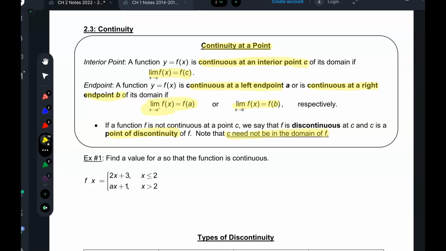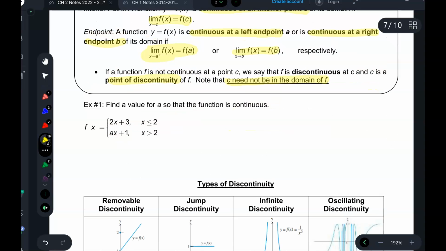For example, back to this function. Where's the discontinuity? Okay, x equals 0. What kind of discontinuity is it? Infinite. Is 0 in the domain? No. Does that make sense? So it's an infinite discontinuity at 0, but 0 is not in the domain. And that's okay. All right. Good. Questions? Need anything clarified? Okay.